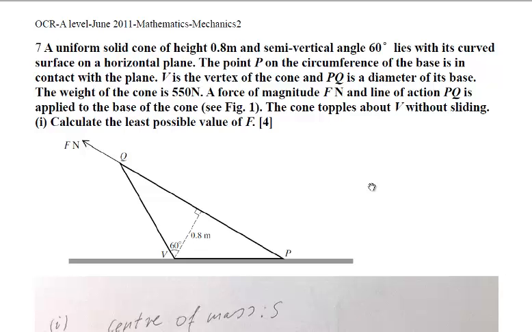The weight of the cone is 550 newtons. A force of magnitude F newtons and line of action PQ is applied to the base of the cone, see figure 1. The cone topples about V without sliding. Calculate the least possible value of F.